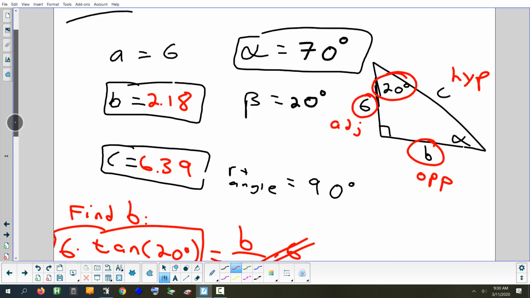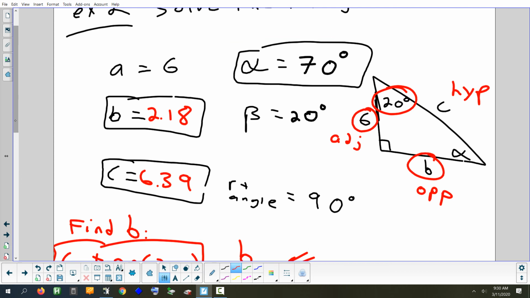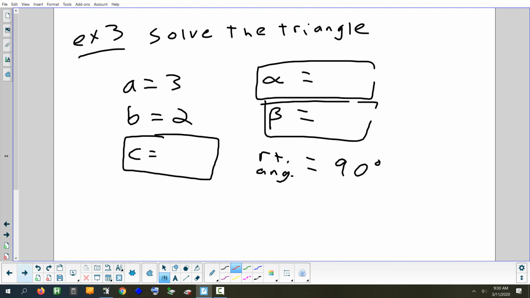Okay, any questions on that? Okay, so the last type. This is where they give you two sides. So what can't you do here right away that you could do in the last problem, or last two problems? Yeah, you can't use the angles to get the third angle because you're missing two of them.